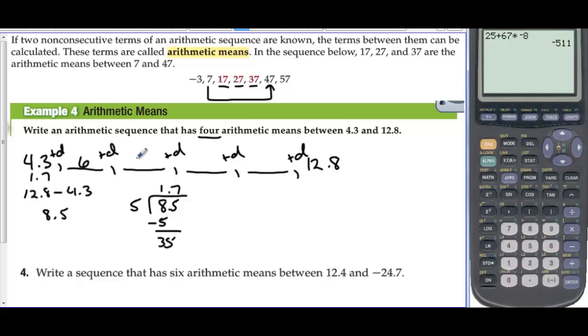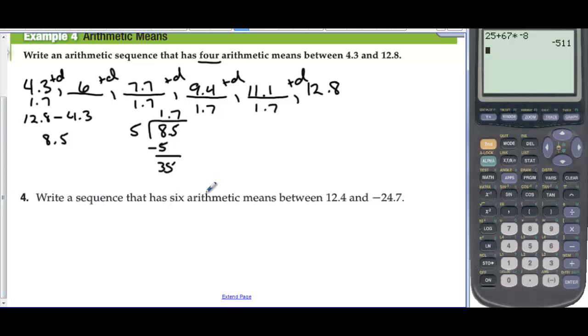We have 6, 7.7. Add on 1.7. That's 9.4. Add on another 1.7. That is 10.1. Excuse me, not 10.1. But that would be 11.1 when we carry the 1. And then add on another 1.7, you get the 12.8. So there's the sequence.